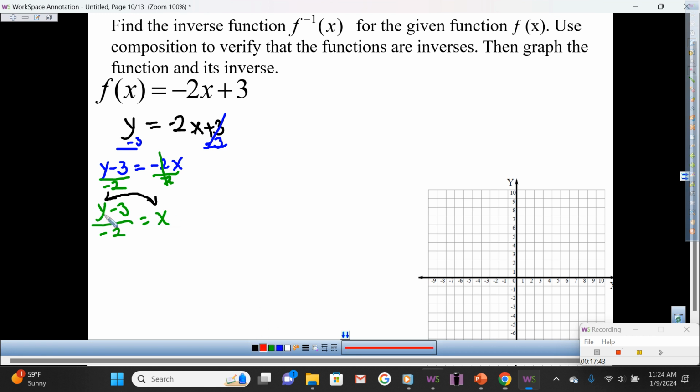So my new function is x minus 3 over negative 2 equals y, but I'm not going to write y. I'm going to skip that step and write what? f of x inverse. So this is our inverse function. Write that in there. Inverse.